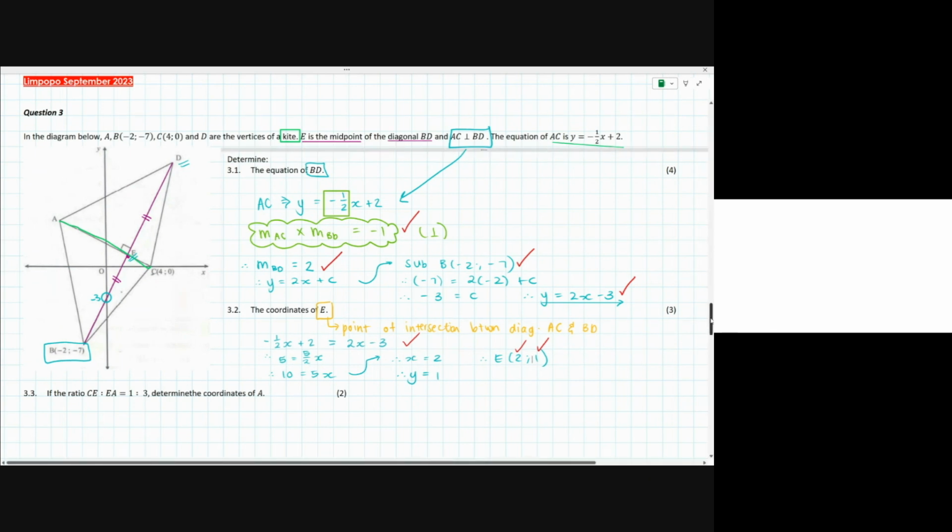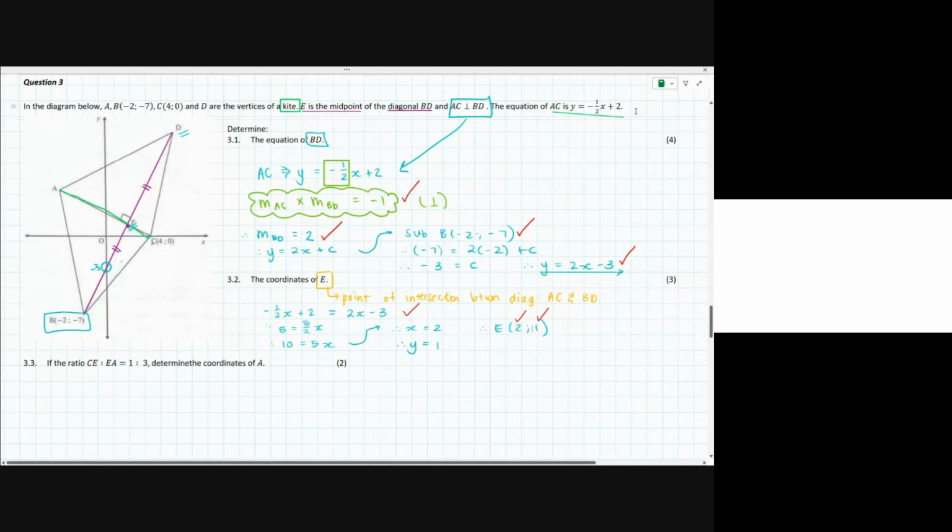All right. 3.3, I'm going to be honest. This one stumped me, but just because, again, I didn't read the question properly. So it says, if the ratio CE to AE, and again, let's just grab a pen here. So CE to AE, if that ratio is 1:3, so here's 1 part to 3 parts, determine the coordinates of A. So this bad boy over here.